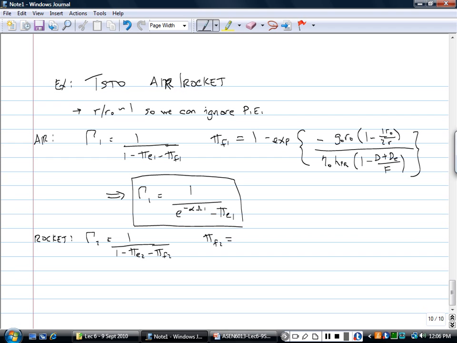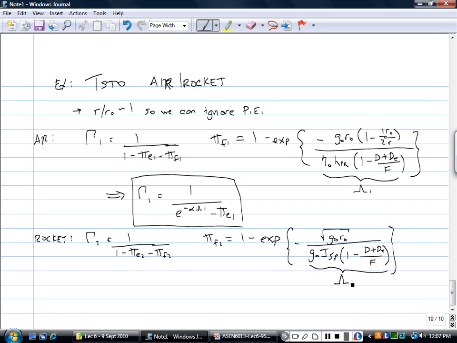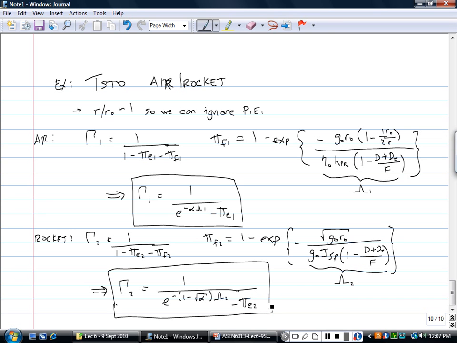Our fuel mass fraction for the rocket, what do we have here? I should write this here. This is gamma 1 here, and this guy here will be our lambda 1, lambda 2, which goes to our gamma 2. I'll let you catch up here. Can you see that over the monitors? Sorry about that.